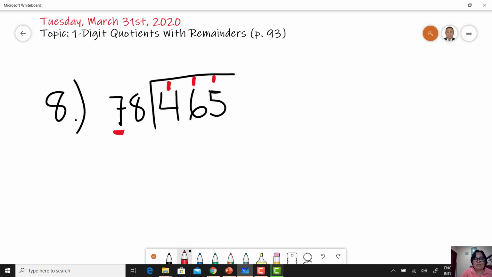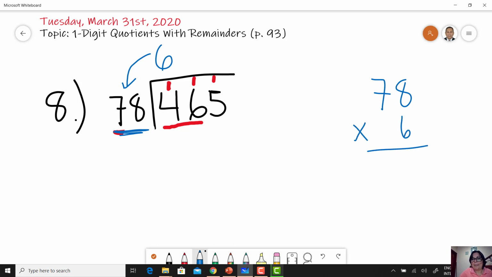And from here we have to take only 4? No, because it's less than 7. We have to take 46. So what number here multiplied by 7 can be 46 or close to 46? Excellent, number 6, because 6 times 7 is 42. But we have to multiply, remember, 6 times 78. So let's do it apart. 78 times 6. 6 times 8, excellent, 48. 4 in here. 6 times 7, 42, excellent, plus 4, 46, excellent.